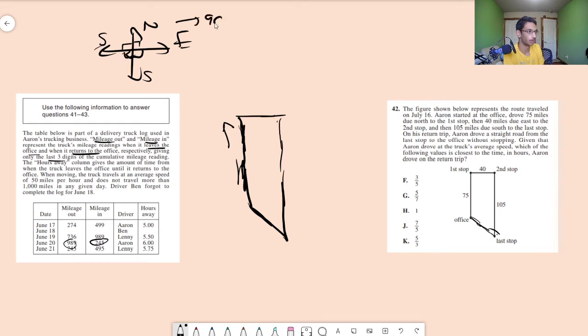So you're going 75 miles due north to the first stop. You started from here and went north and then you went east, so that's a 90-degree angle right there. And then here he's traveling in some random direction, we don't know for sure. But what you can do is create a triangle. You're just recreating shapes here. Because this is a rectangle, and this line right here is a straight line.